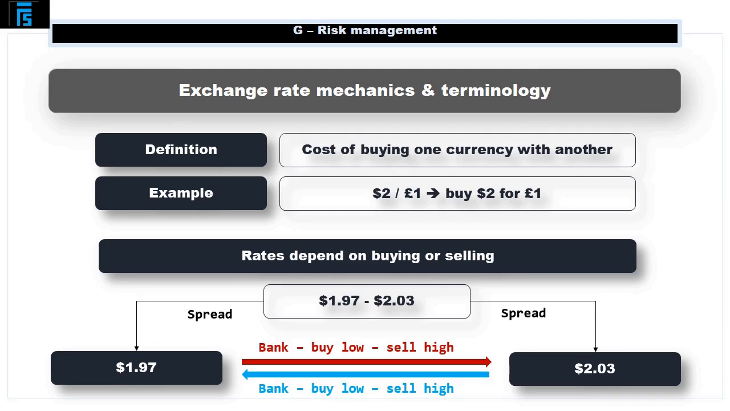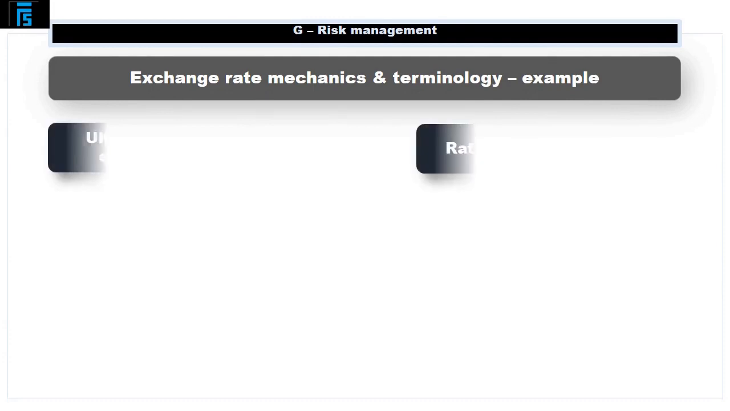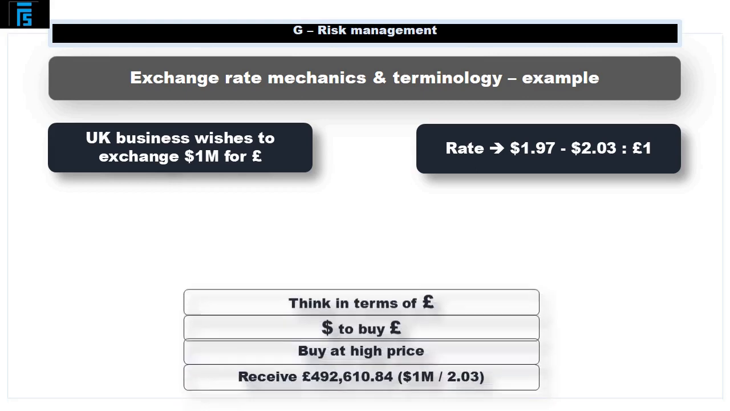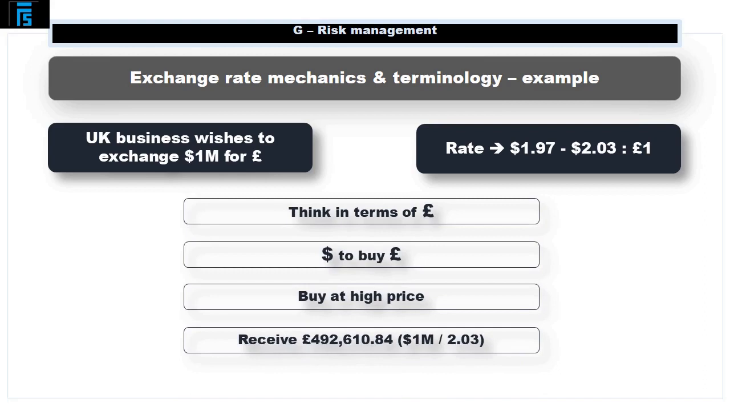Let's look at an example. Imagine you are a UK business that has $1 million that it wishes to exchange for pounds, and the spot rate it has been quoted is $1.97 to $2.03 to the pound. Firstly, you should always consider the exchange from the perspective of your domestic currency. So, in this case, as a UK company, we need to think in terms of pounds.